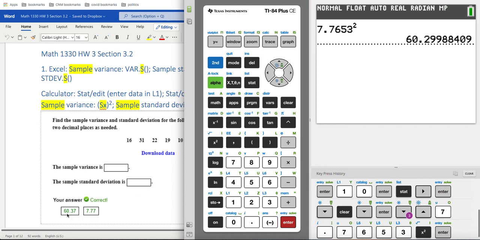And interestingly, it looks like the so-called correct answer is 60.37, and I got 60.30 if I round it. But in my experience, if you go out to 4 decimal places for standard deviations before you square it, you'll get an answer that the software will accept. So hopefully that works for you as well.